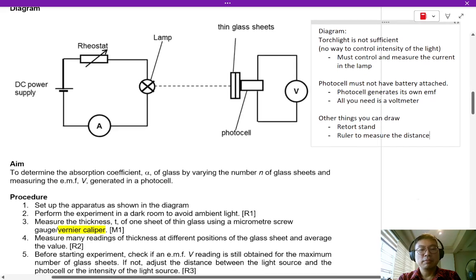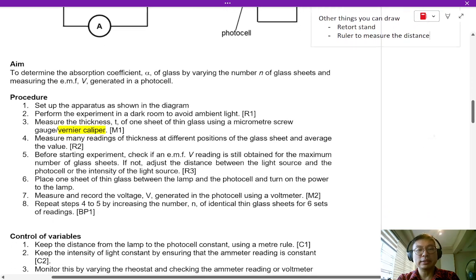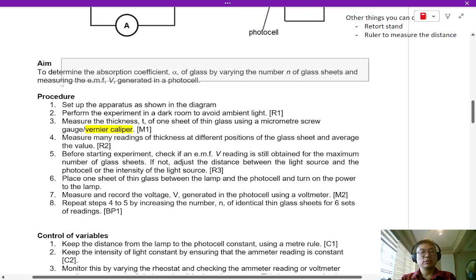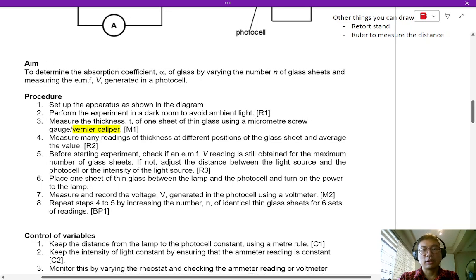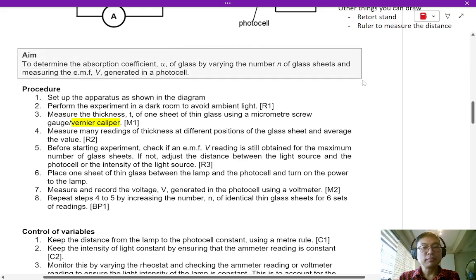Now, over here, the model answer starts off by writing the aim. Please note that writing this aim does not get you any marks. It's just a way for this particular examiner to get started on his write-up so that he can get his creative juices flowing. So generally, I'll write: set up apparatus as shown in the diagram. That's how I start my practical. I don't write the aim, actually.